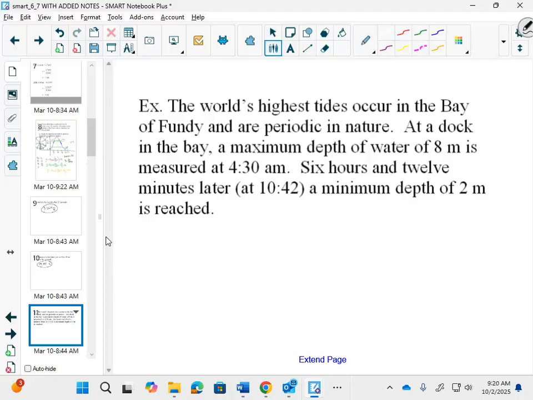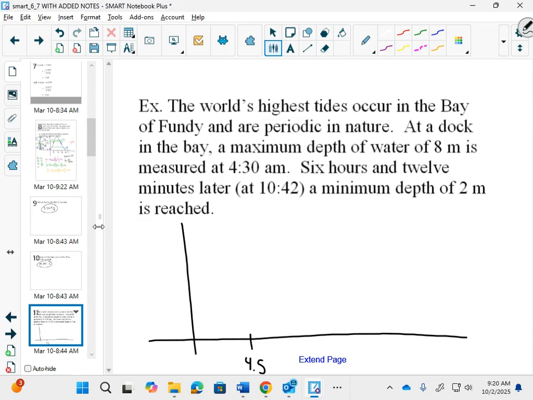So we're going to draw a picture of what we know so far. Graphs are wonderful for visualizing what you know. The world's highest tides occur at the Bay of Fundy, periodic in nature. The maximum depth of the water is 8 meters at 4:30 a.m. So I feel pretty confident. I'm going to put 4.5 for 4:30, and I'm going to put 8 up here, and I'm going to draw that dot. That's one piece of information that I know.